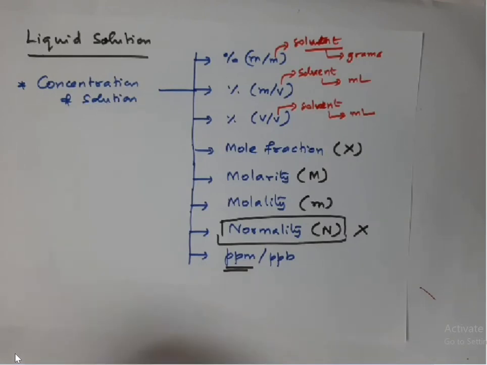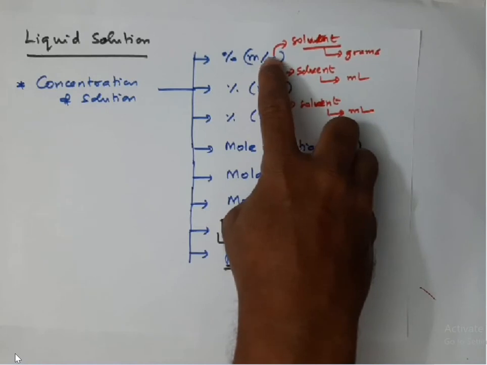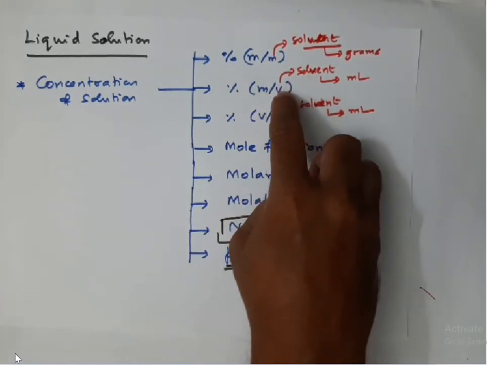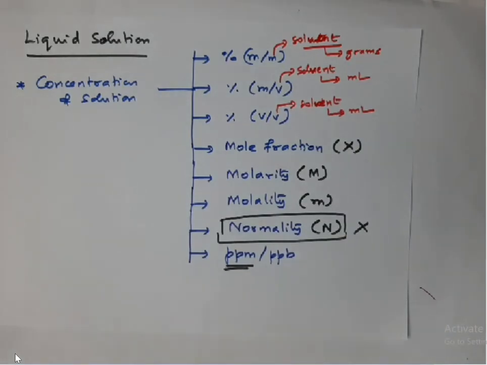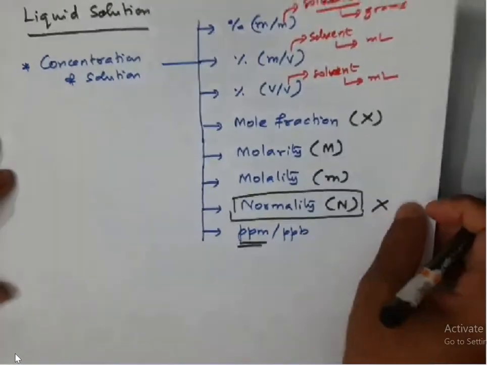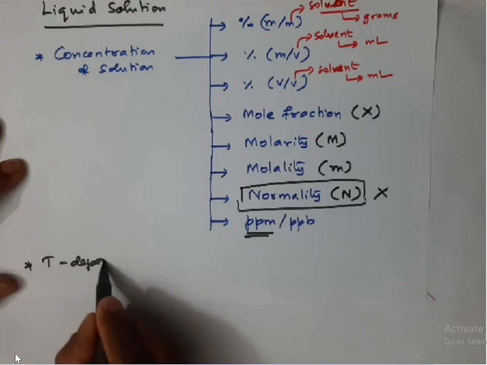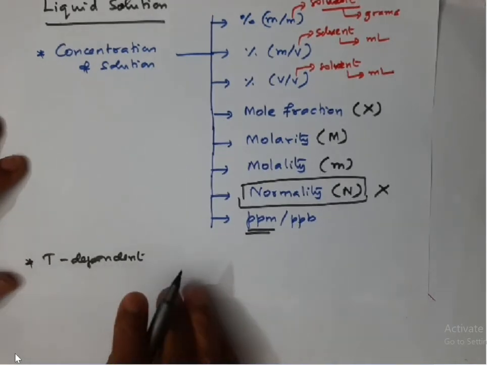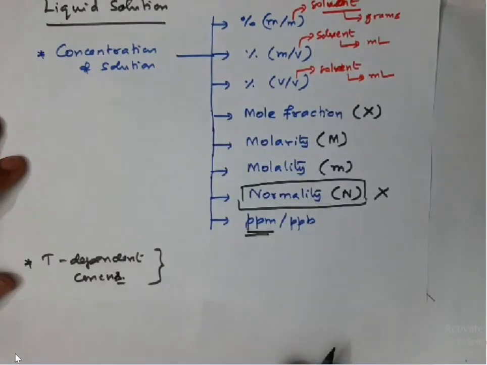Now, students, among these solutions, wherever a volume term is present, especially solvent in volume, temperature becomes a very important term, because as temperature changes, concentration will change. So among these, which concentration terms are temperature dependent? Let me write here, T dependent means temperature dependent. Temperature dependent concentrations. Among these, which concentrations are temperature dependent?